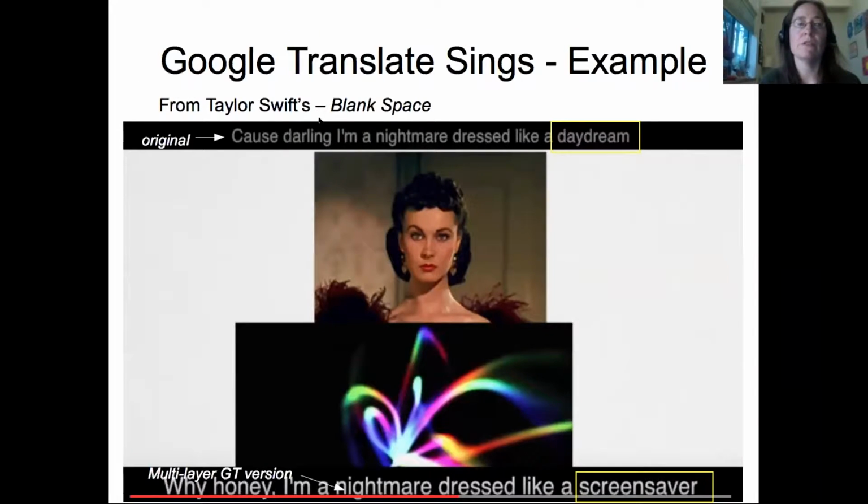She turned Taylor Swift's Blank Space through Google Translate and ended up with "A Nightmare Dressed Like a Daydream," turning into a screensaver.